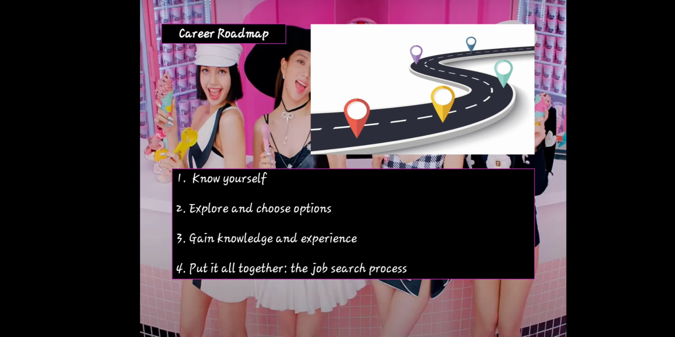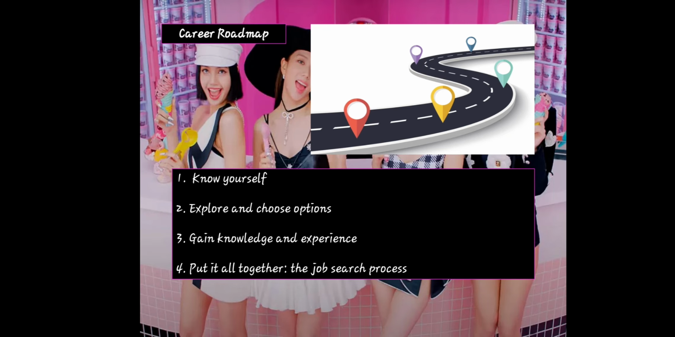Meaning to say, you can now choose your own, that I am suitable enough for this course, that I want this so-called career because I have a foundation in that. So choosing a career or choosing a course is not easy. You have to know yourself first. You have to explore and choose an option. You have to gain knowledge and experience. And if you put it together, your job search process will be done. Meaning to say, your roadmap now will end.